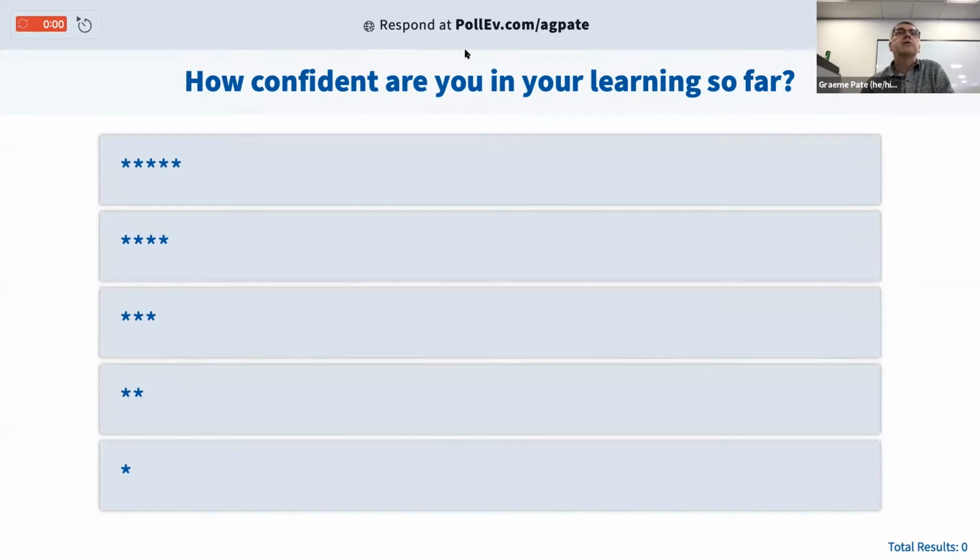If you go to this address at the top, pollev.com/agpate, you can actually vote. You can actually do it right now if you want to. Do it on your phone, do it on your computer, and you can vote. You can say, how confident do I feel about what Graeme has said so far? Does it make sense to me? Am I following along, or have I completely lost the plot? One would hope at this point that if you're doing this, I'm going to get 4 or 5 stars. You're still with me. I haven't lost you yet, I hope.